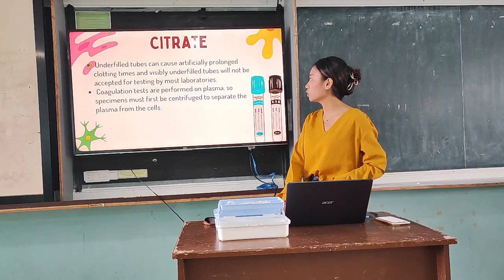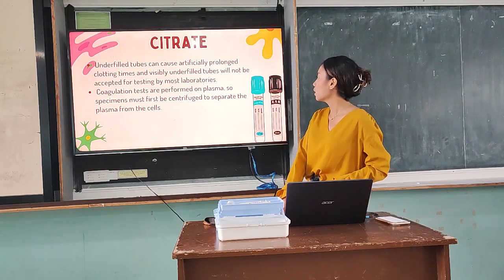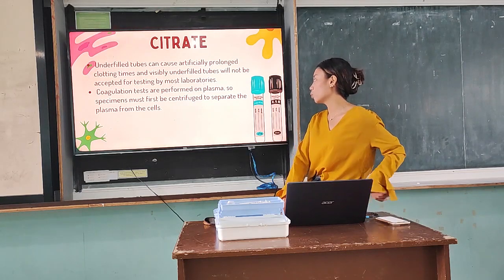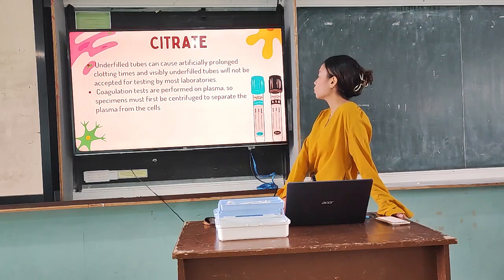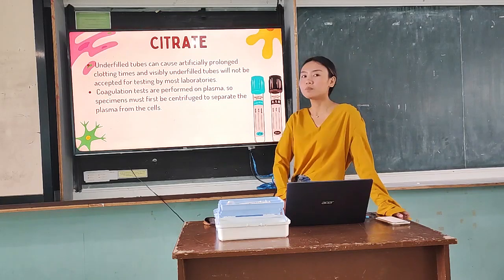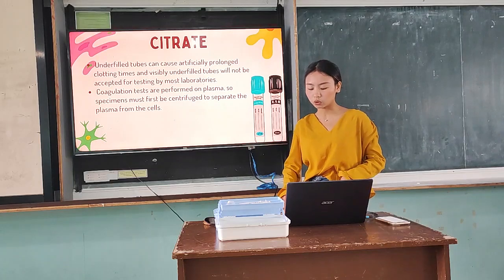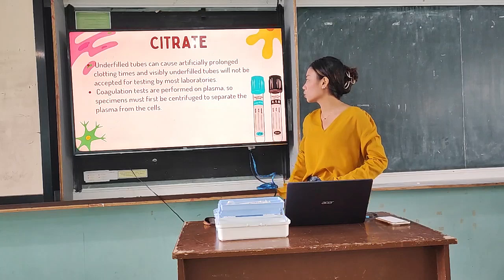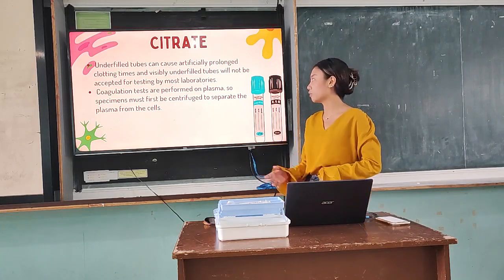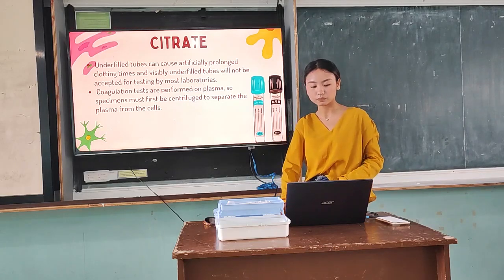Again, citrate underfilled tubes can cause artificially prolonged clotting times, and visibly underfilled tubes will not be accepted for testing by most laboratories. Coagulation tests are performed on plasma, so specimens must first be centrifuged to separate the plasma from the cells. I think you have tried the centrifuge na sa laboratory ninyo, even sa chemistry, I think. So, it is used to separate nga yung mga components ng blood. For example, here, you have to centrifuge it to separate the plasma from the cells.